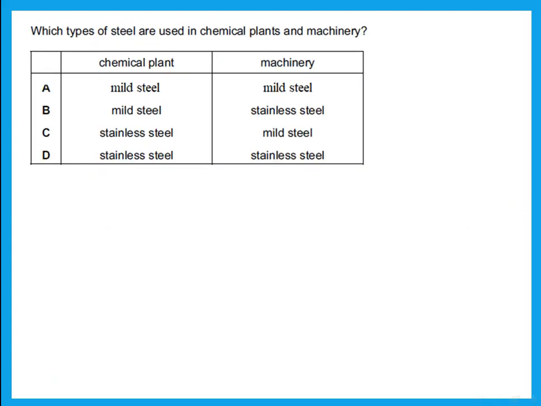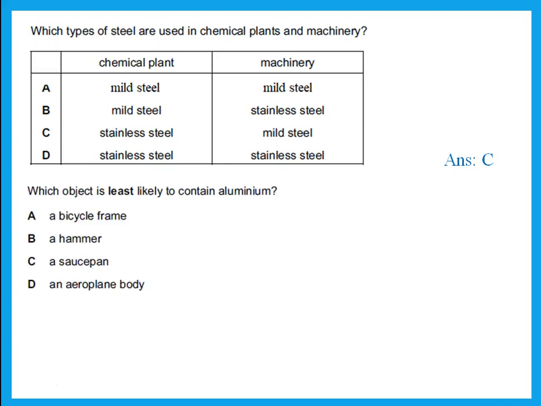Which types of steel are used in chemical plants and machinery? You have to refer to the uses. We've talked about what we use each of these types of steel for. Remember, we said we make chemical plants from which type of steel? Stainless steel. And we said machinery is made from mild steel. So my answer is C.